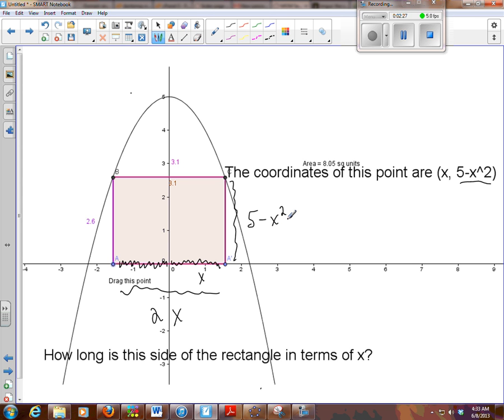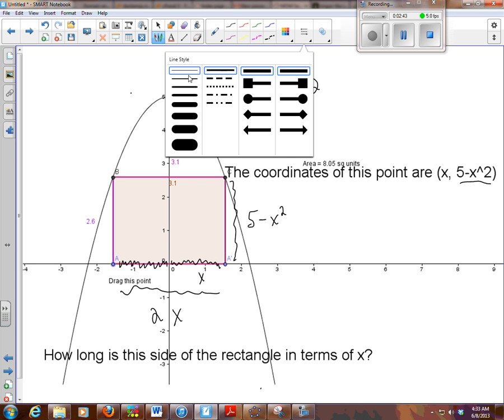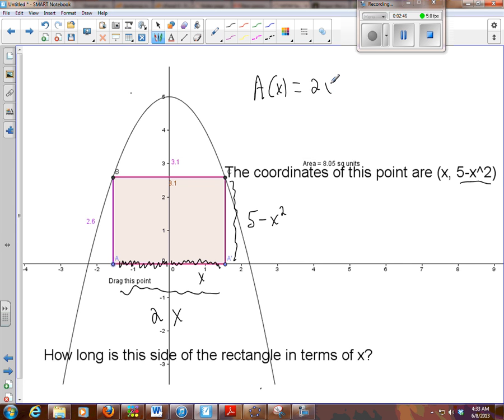So then what we're trying to do is come up with an expression for the area. So the area depending on x is 2x, make sure it's doing it right, so 2x times 5 minus x squared. And if we put this in standard form, that gives me 10x minus 2x cubed. Actually, it's not a parabola, is it? And then we're going to graph that baby.